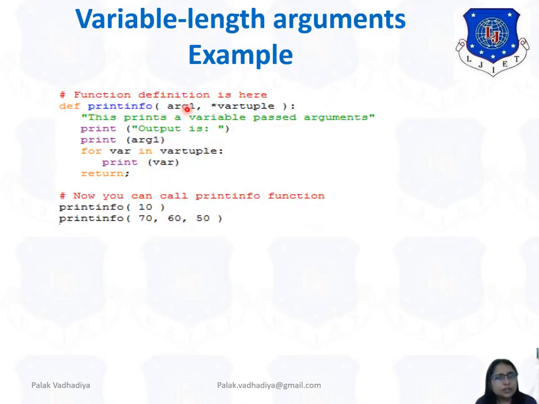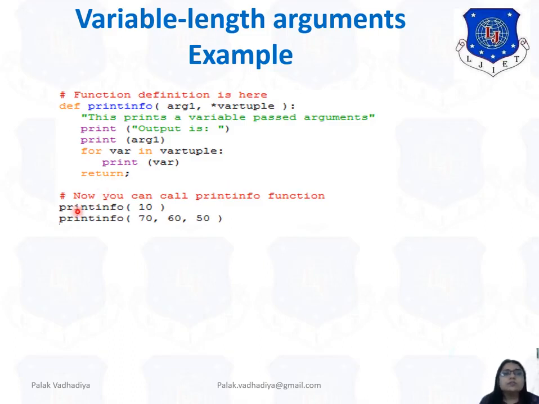Here is argument 1, because at least one argument is required, and then this asterisk sign is specified. After that, the size is not fixed. You can pass as many values as you want. Then it prints the output is, and prints argument 1. Argument 1 is always printed, and for the variable length part I use one for loop: for var in var tuple, I print this var, then it simply returns.